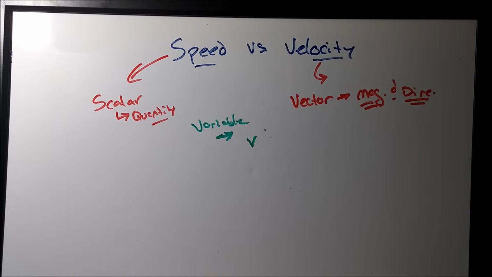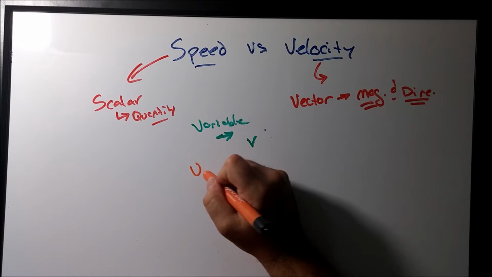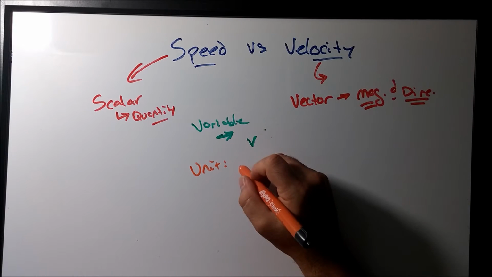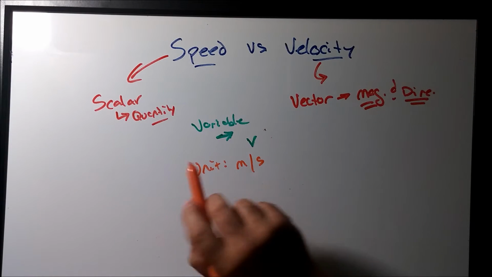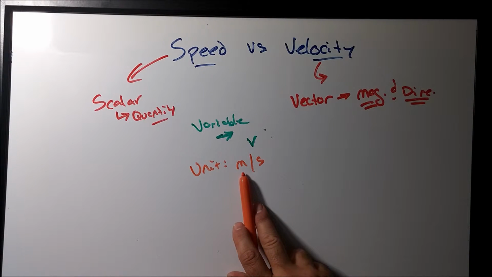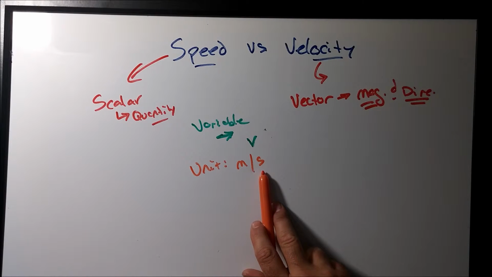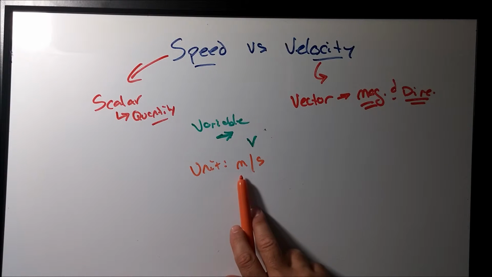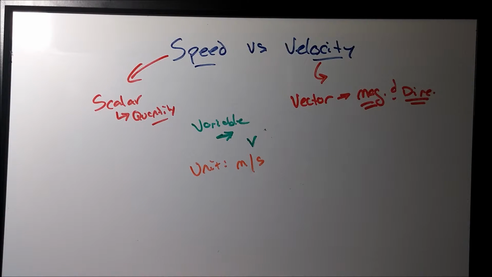The variable is V. Your unit is the meter per second because speed and velocity is a quantity of distance or displacement over a quantity of time. Your standard unit for distance and displacement is the meter. The standard unit for time is the second. So the standard unit for velocity or speed is the meter per second.